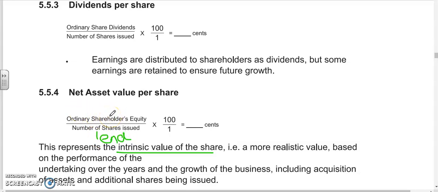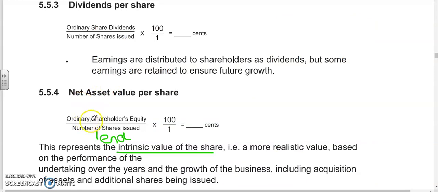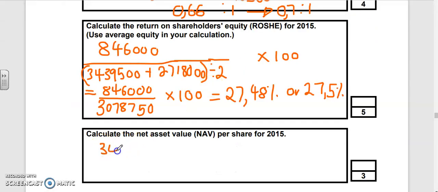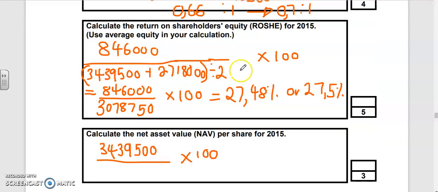Ordinary shareholders equity, if they don't give it by name, you know it's the ordinary share capital for that year plus retained income. But we're quite fortunate they got it written as shareholders equity, which is the same thing as ordinary shareholders equity, which is 3,439,500. So ordinary shareholders equity 3,439,500, and I'm going to divide it by the number of shares in issue at the end of the year times 100. Remember, times 100, it's 100 cents. It's not getting a percentage now. Net asset value per share is in cents, and our answer will always give us so many cents, and we just convert it to a rand value.